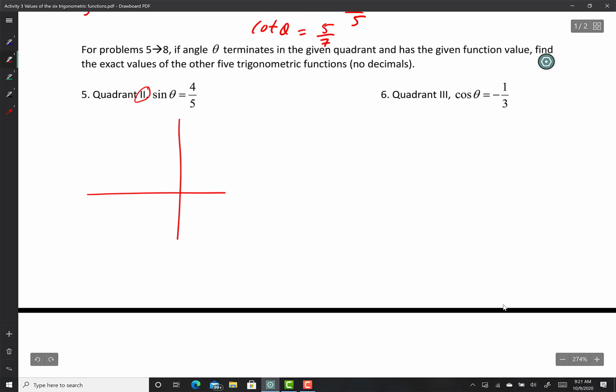So if this is supposed to be opposite and that's supposed to be hypotenuse, I'm just going to draw a random one. Here's my coordinate, and this is the angle. And I know this is a 4, and this is a 5. So this is just a 3, 4, 5 triangle, so it has to be a negative 3. There's my right angle. If you wanted to make a coordinate there, you could say that's negative 3, 4. You don't have to. I'm going to erase it because I don't want to.